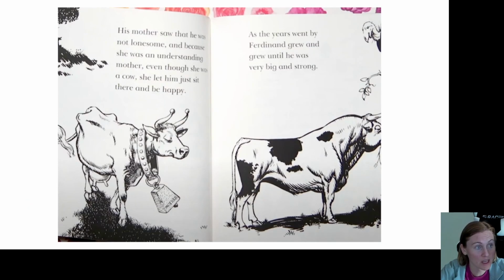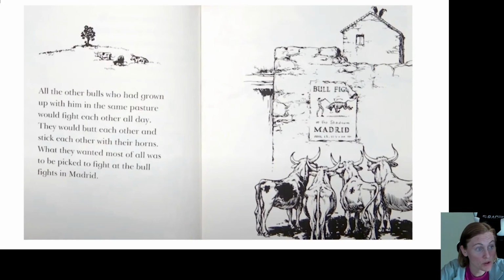His mother saw that he was not lonesome, and because she was an understanding mother, even though she was a cow, she let him just sit there and be happy. As the years went by, Ferdinand grew and grew until he was very big and strong. All the other bulls who had grown up with him in the same pasture would fight each other all day. They would butt each other and stick each other with their horns. What they wanted most of all was to be picked to fight at the bullfights in Madrid.